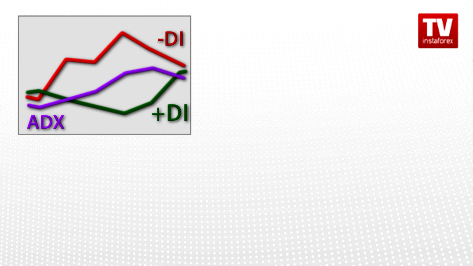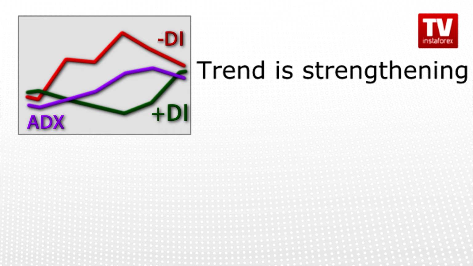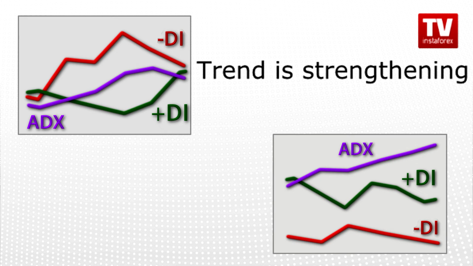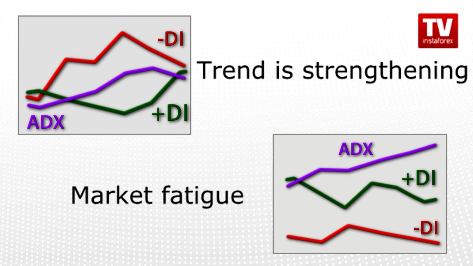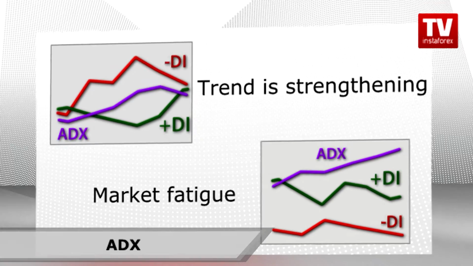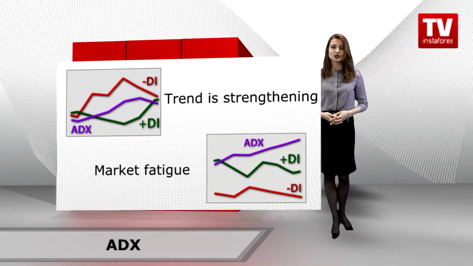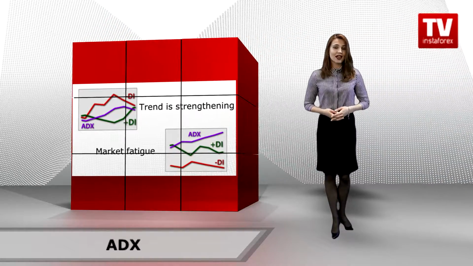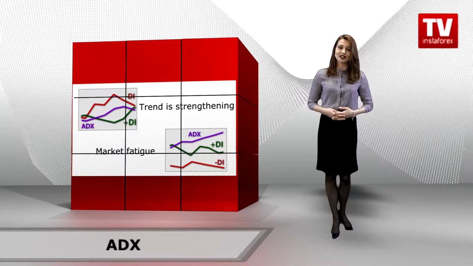When ADX is between plus DI and minus DI, the trend is strengthening and the profit from the deal is rising. In case ADX is above the directional movement indicators, you should not establish a new position, as the current trend is coming to an end. If you have some open positions, you should be very attentive to close them as soon as there is a signal to the trend's end.